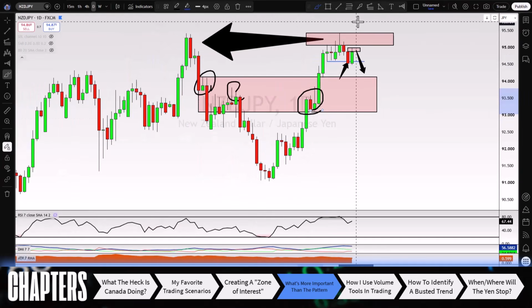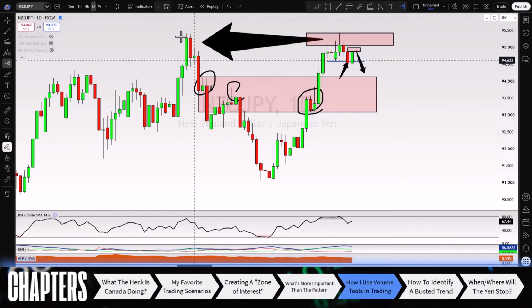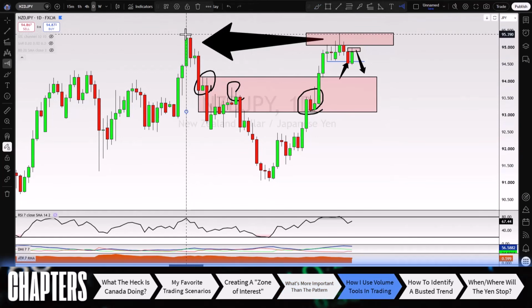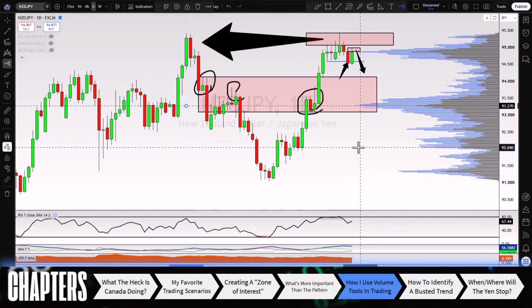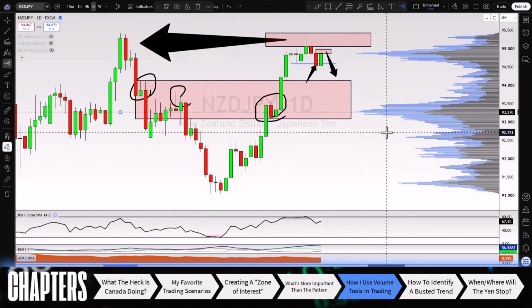And in order to get a truer read on this, I'm just going to bring in some volume from my swing high to my swing low. So I'm taking this entire range and seeing if any one place stands out. And you can see that it does.